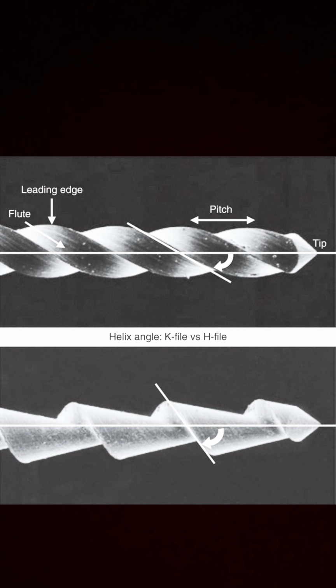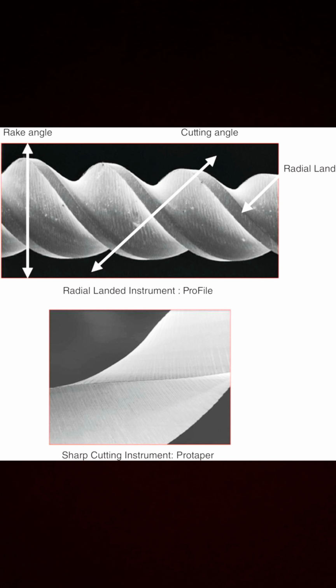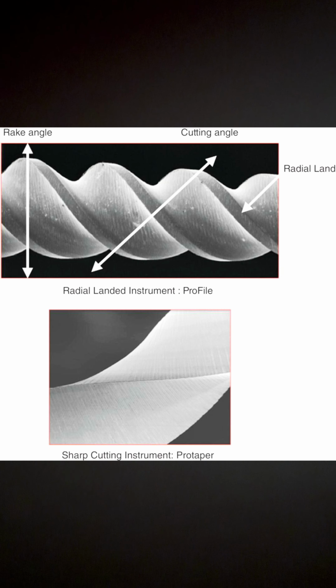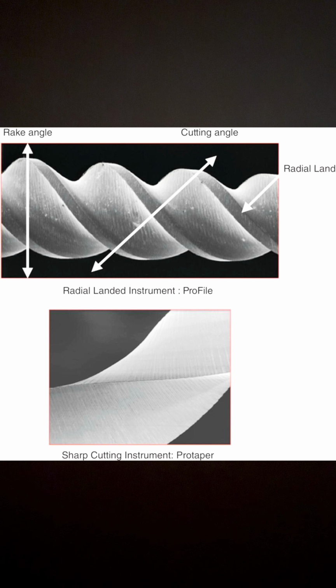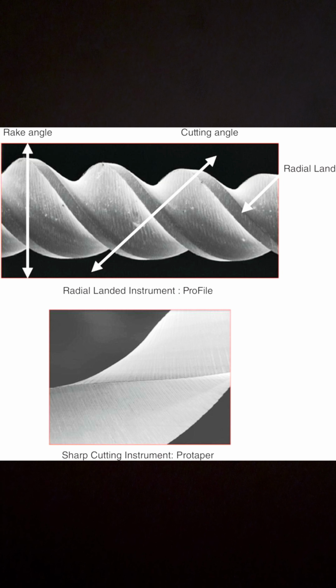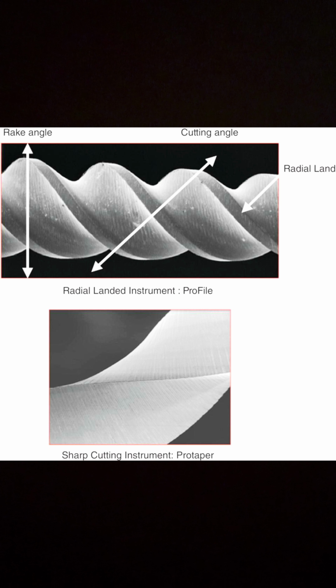What is pitch? It is the distance from one cutting edge to the next. A file with short pitch will have more spirals than a file with the longer pitch. Rake angle. Rake angle is formed between the cutting edge, which is called blade, of an endodontic file and the radius of the instrument, which is a line passing from the center to the cutting edge.